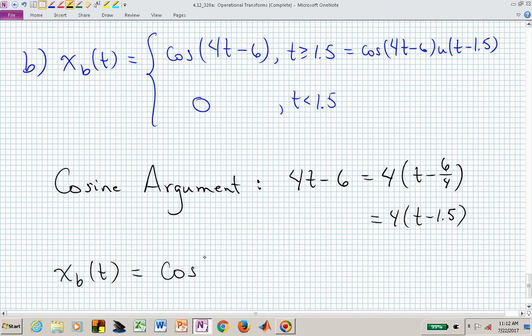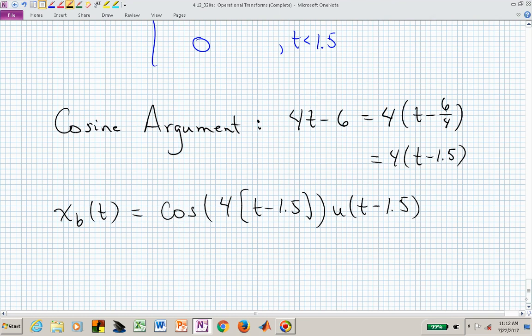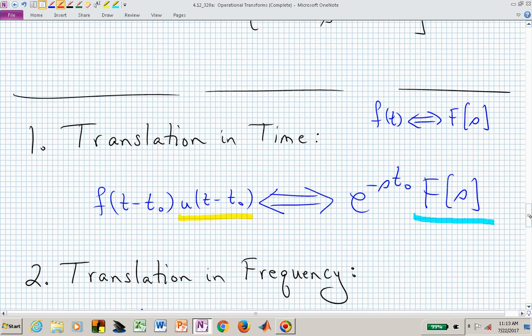Now you can see that we have cosine of 4 times the quantity t minus 1.5, times u of t minus 1.5. We now have consistency between the arguments of both waveforms. The cosine is delayed by t minus 1.5, and the switch is starting at 1.5. This consistency is what we were after, and that now allows us to directly apply the translation in time operational transform. Our function has the same argument, t minus 1.5, as our switch, which is u of t minus 1.5.